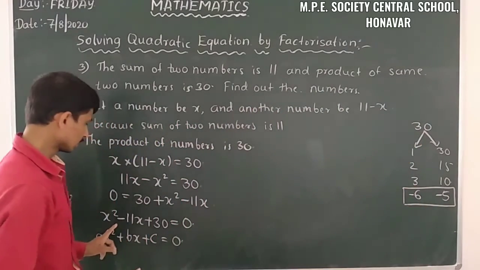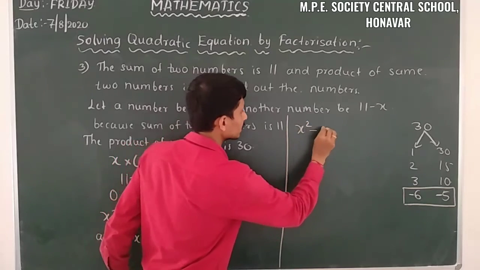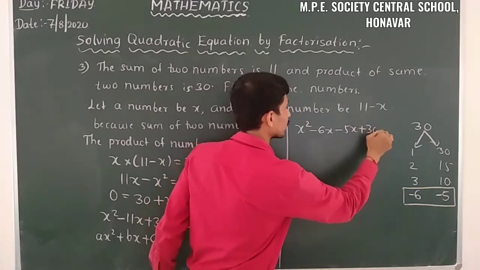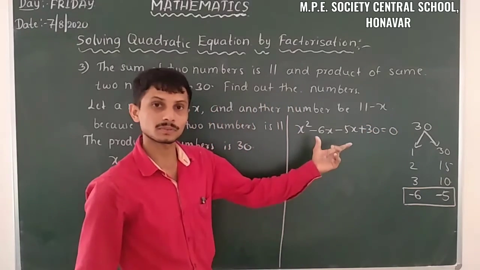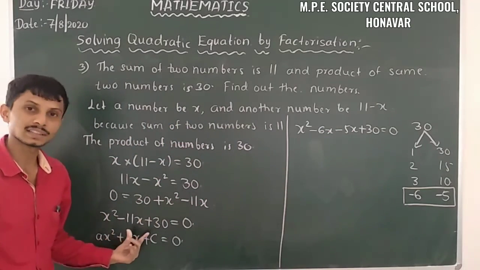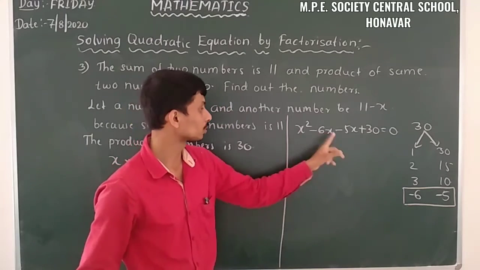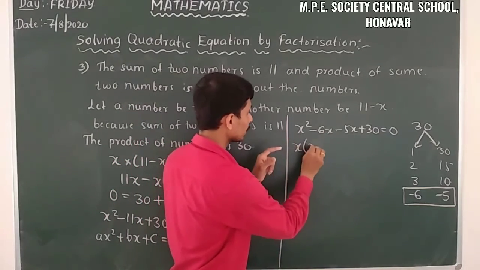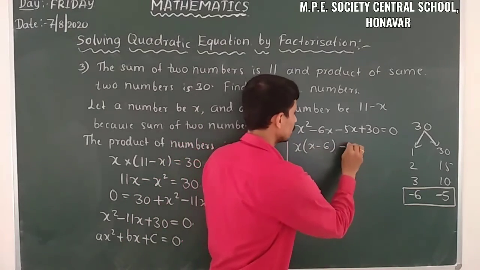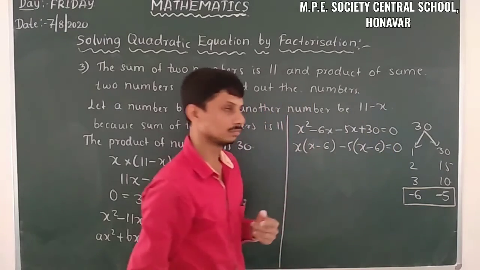So x square minus 6x minus 5x plus 30 is equal to 0. So the middle term is split. That is minus 6x minus 5x is minus 11x. It is correct. So here I will take out x from the first two terms. That is x into, so here x remains and here minus 6 remains. Then here I will take out minus 5. Here x remains and here minus 6 remains is equal to 0.